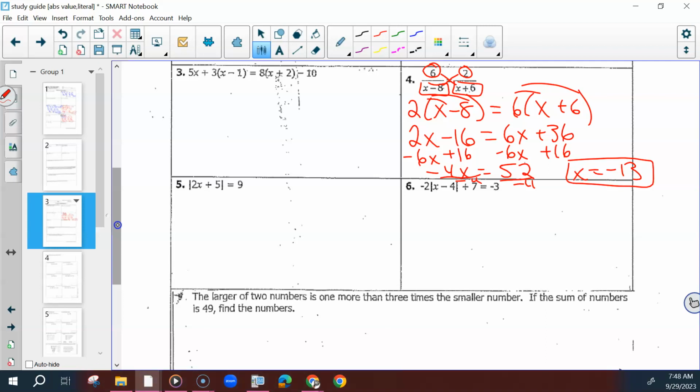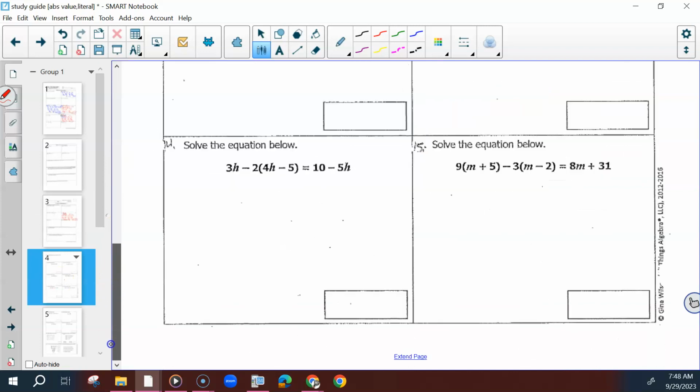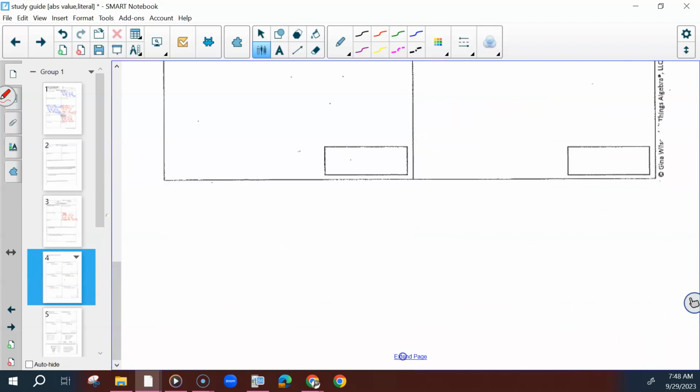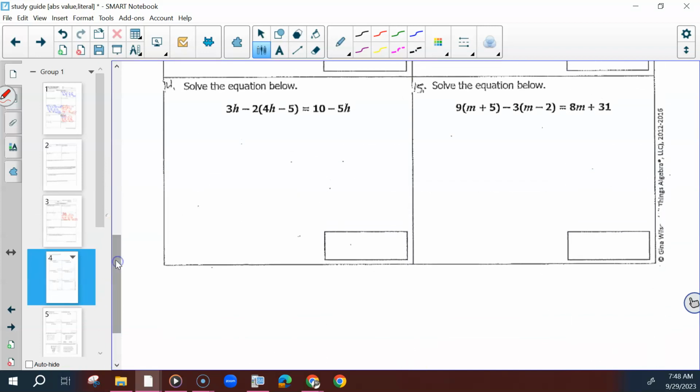Ones with fractions in front, but some of them aren't. 15. Distribute twice. We have 9m plus 5 minus 3m plus 6 equals 8m plus 31.